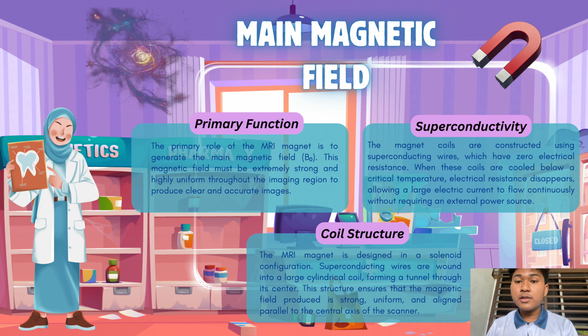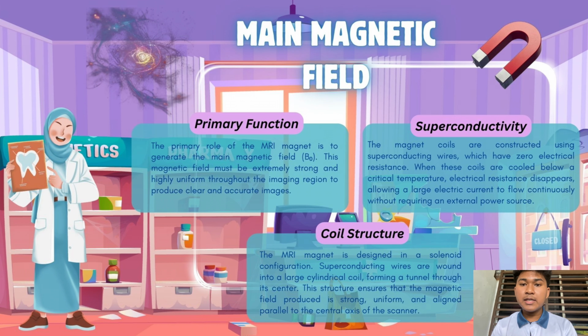The second one is superconductivity. The magnet coils are constructed using superconducting wires, which have zero electrical resistance. When these coils are cooled below a critical temperature, electric resistance disappears, allowing a large electric current to flow continuously without requiring an external power source.